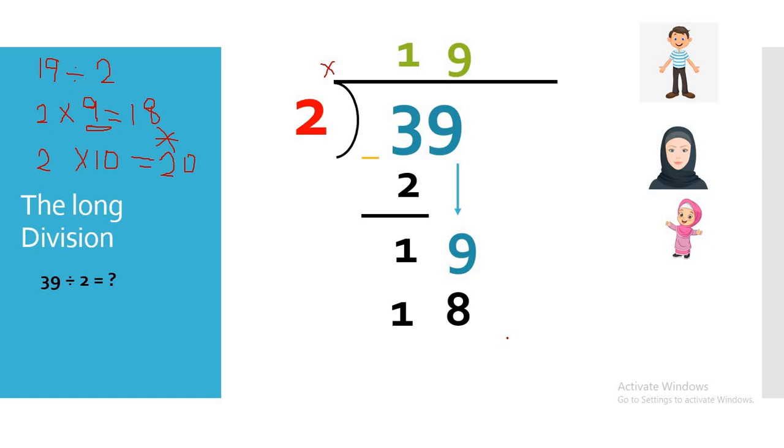The next step is to subtract. Sister will help us to subtract. So 19 minus 18 equals 1. Now, brother. Brother will help us to bring down. But unfortunately, we don't have a new digit to bring down. So, Rover will tell us that this is the remainder. So the answer is 9 and the remainder is 1.